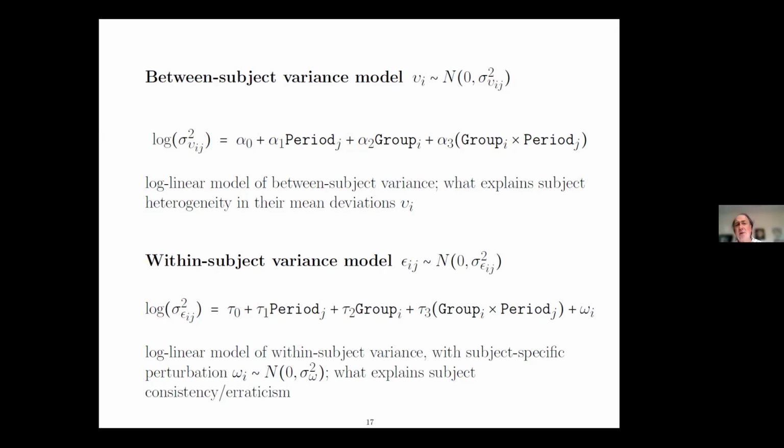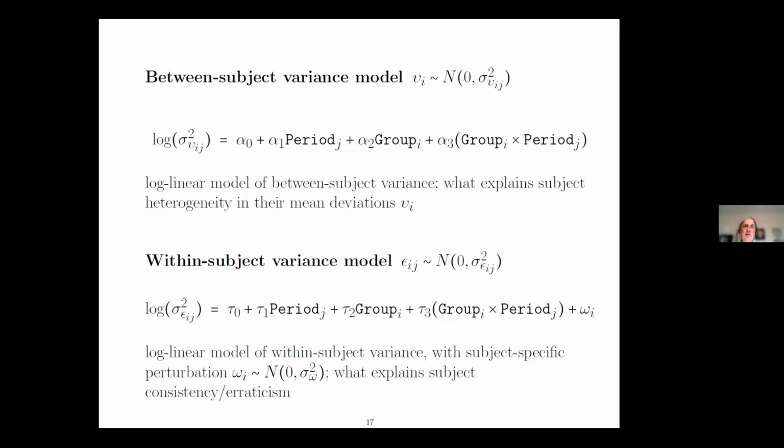Similarly, for the within subject variance, is it the case that subjects get more consistent, let's say, across time? And is that different depending on whether the behavior was targeted or not? So that's really the group by time interaction here. What can explain the consistency, the erraticism, let's say, in physical activity?